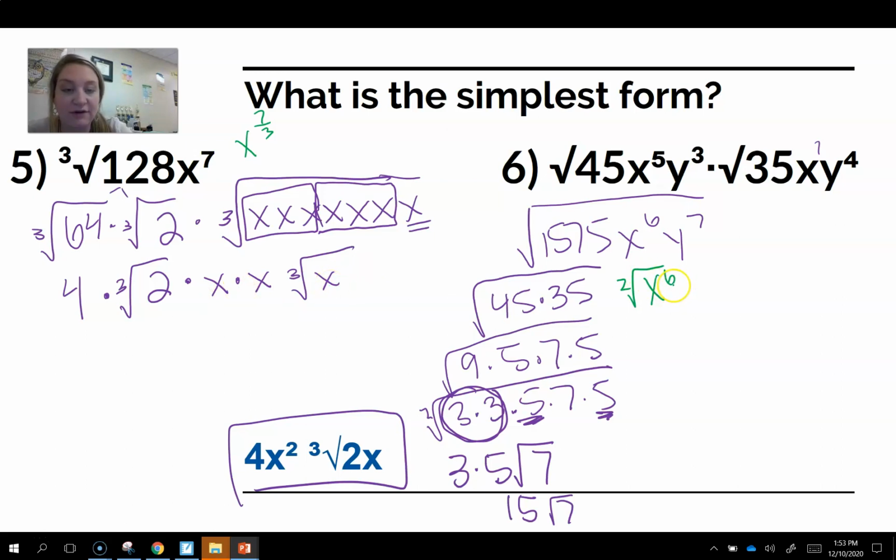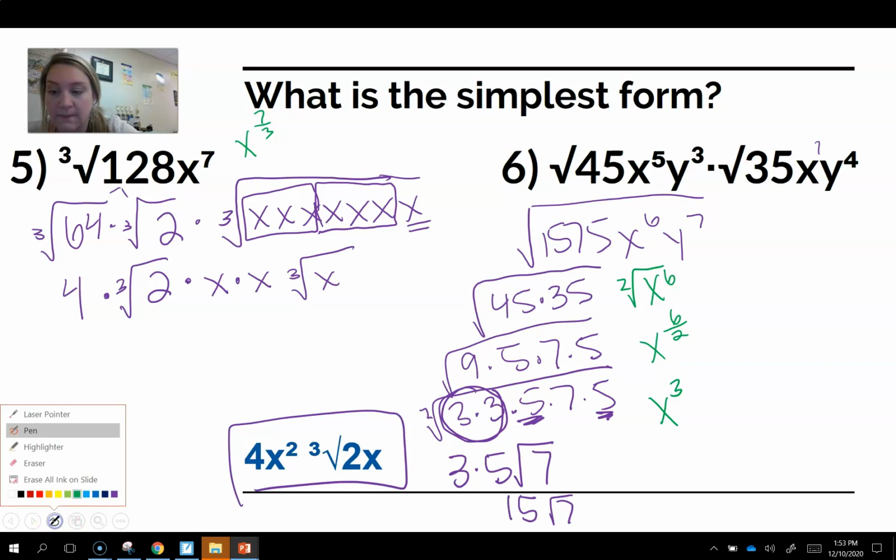Here I can rewrite that as 6 over 2. And that's great because it works out. 6 divided by 2 is 3. So I have an x to the power of 3, and it's outside the radical.